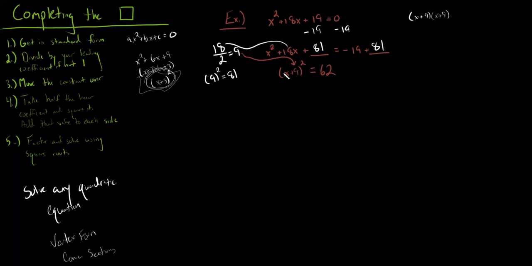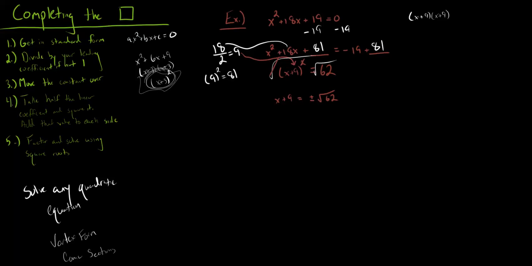Because now, as I can see, I can just take the square root of each side, and this is going to become x plus 9, because when we square root a square, that cancels, so x plus 9 is equal to plus or minus, do not forget the plus or minus, the square root of 62. And if you can simplify the square root of 62, make sure that you do so. No perfect squares go into 62, so we can't simplify that.